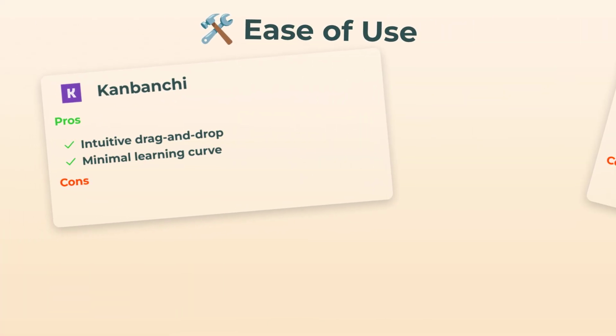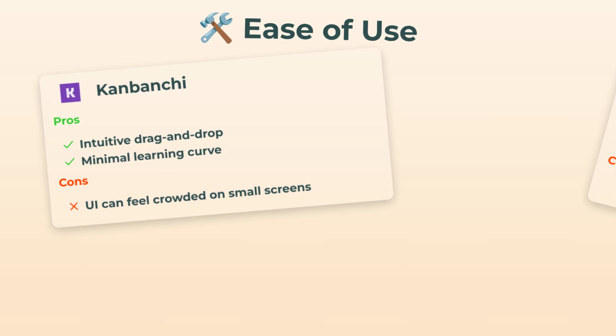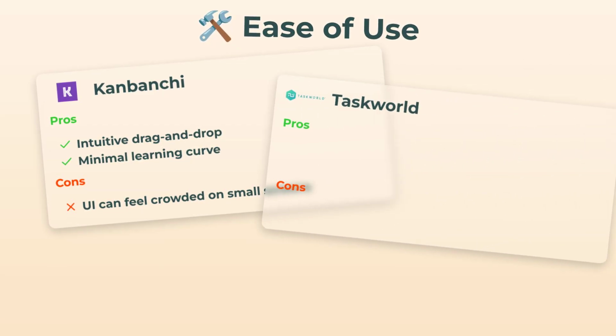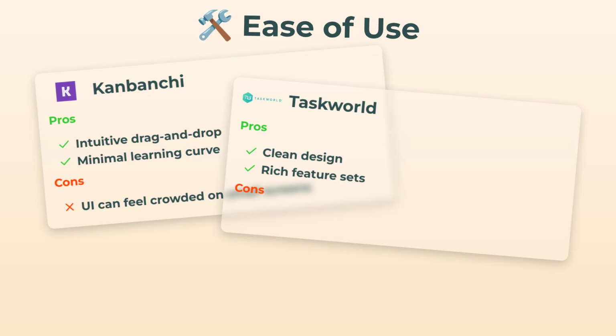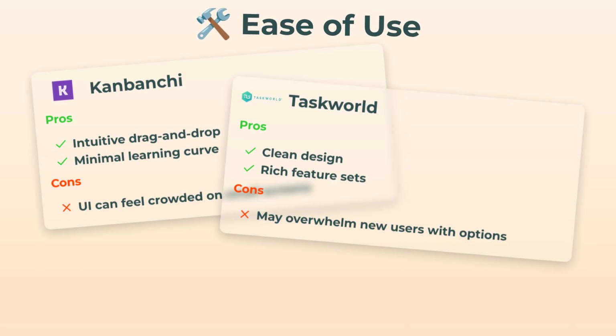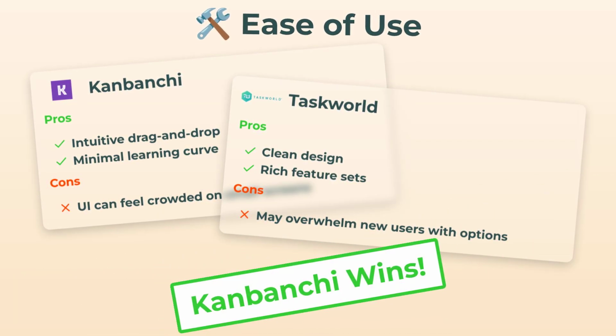Now, ease of use. Kanbanchi nails it if you want something drag and drop and just want to get started without a whole onboarding session. The only time you'll trip up is if your screen's a bit tight, cause the UI gets a little crowded. Taskworld is more polished and has tons of features, but honestly, that can be a bit much for new folks. Sort of like opening a toolbox and not knowing what half the tools are for. So, this one? Kanbanchi makes life just a little simpler.